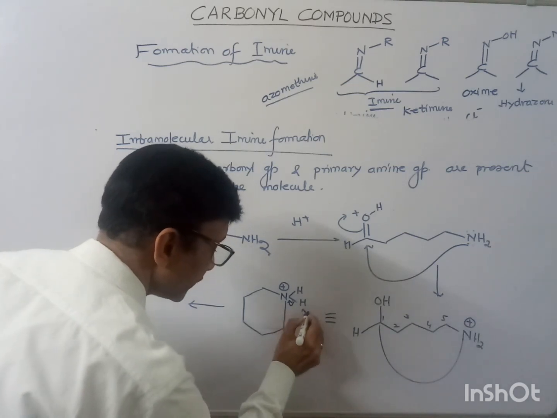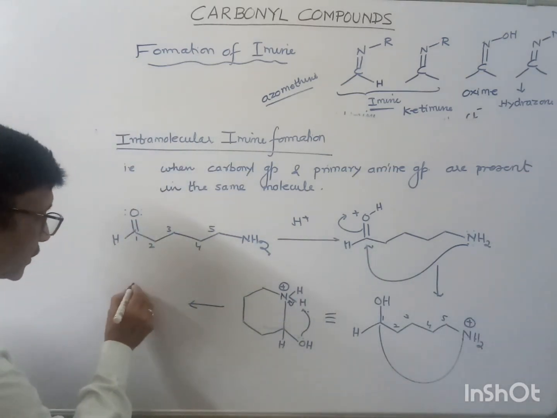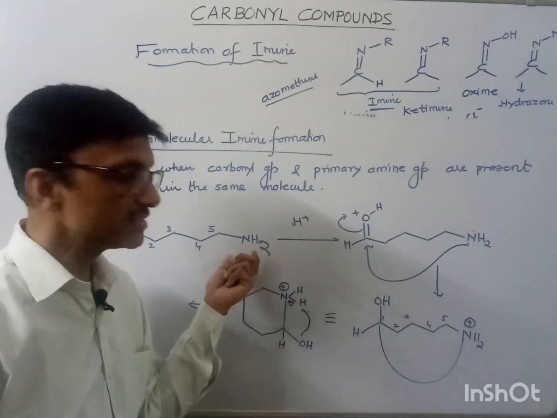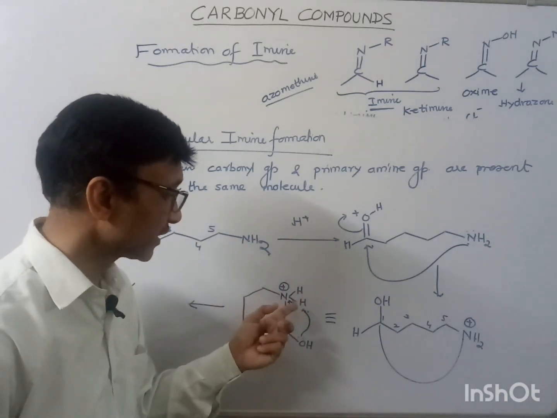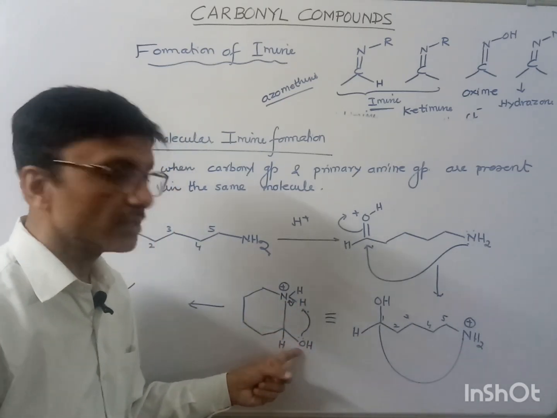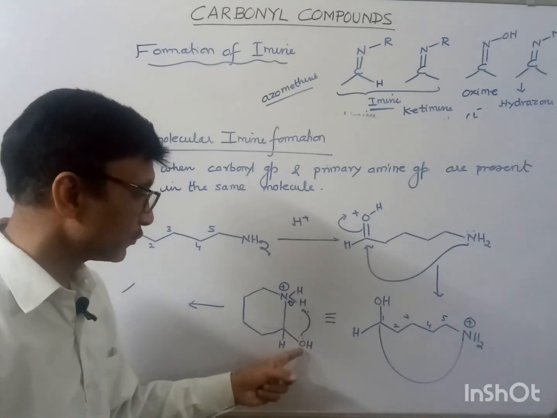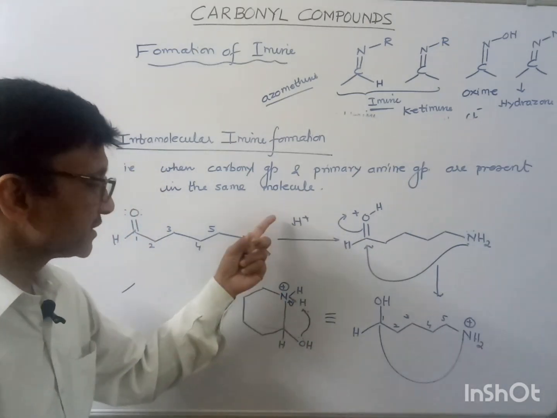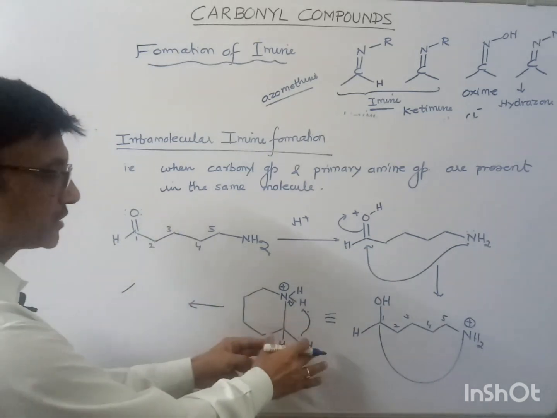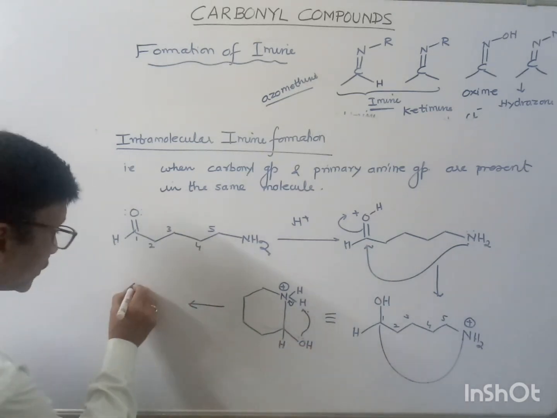Suppose I write it in a different way, internal proton transfer. Otherwise a base, the same amine can act as a base. It will take out this H plus, and then this OH would be protonated by the acid and converted to H2O. Or otherwise the internal proton transfer can be shown in this way.